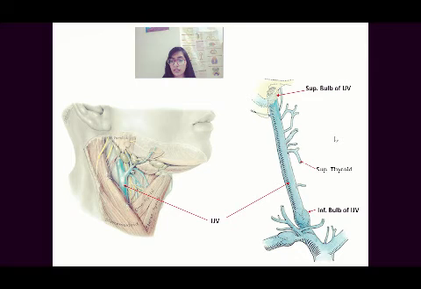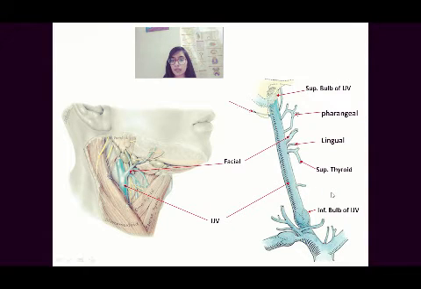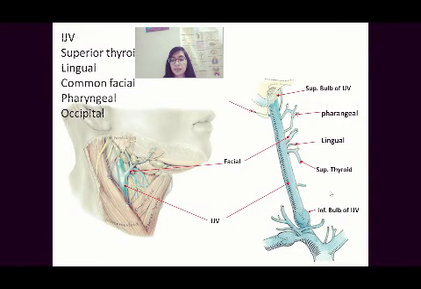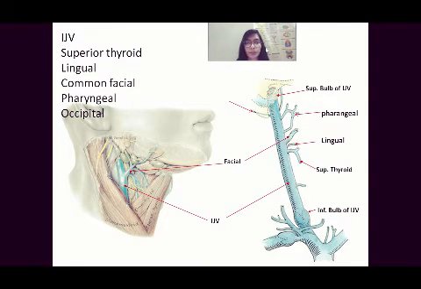Other branches are the superior thyroid, lingual, and pharyngeal veins. All these branches, the facial vein and the rest, drain into the internal jugular vein. So here: internal jugular vein, superior thyroid, lingual, common facial, pharyngeal and occipital.